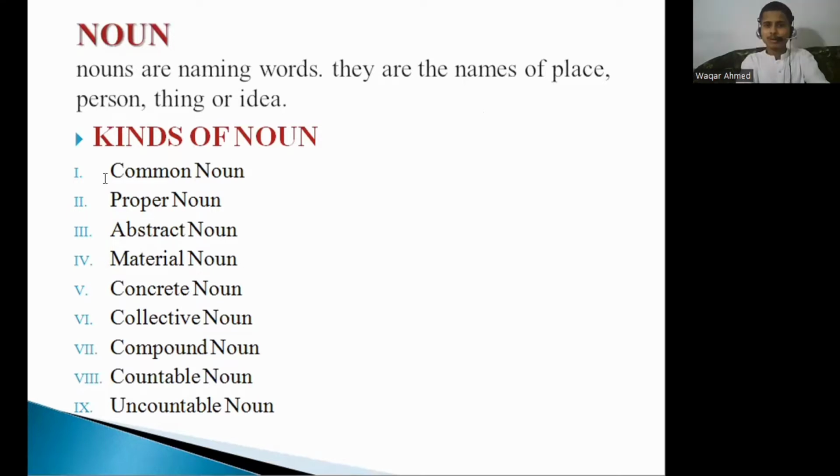Now, kinds of noun, we have in total 9 kinds of noun, which begin with common noun. Then we have proper noun, abstract noun, material noun, we have concrete noun, we have collective noun, we have compound noun, we have countable or count noun, and we have uncountable, also known as non-count noun. Now let's dive into the first noun kind, which is common noun, right?